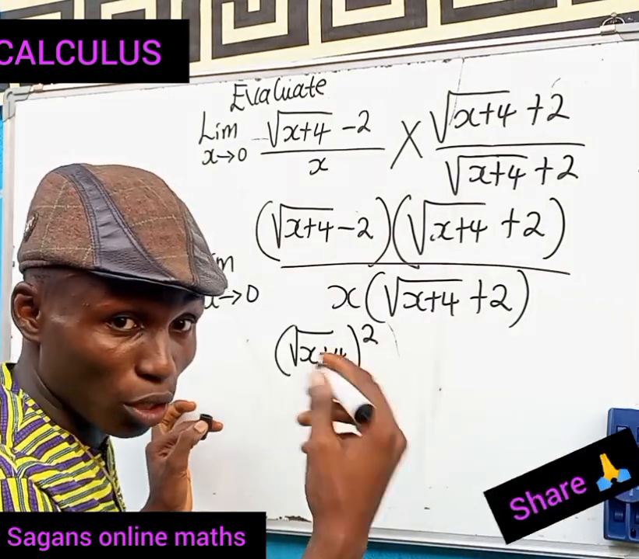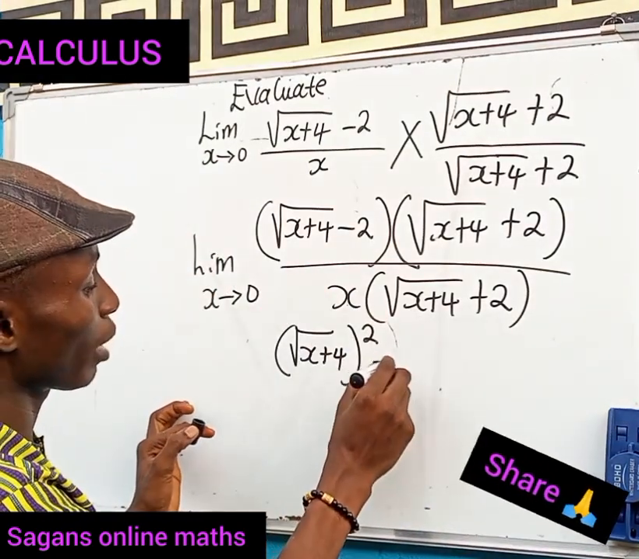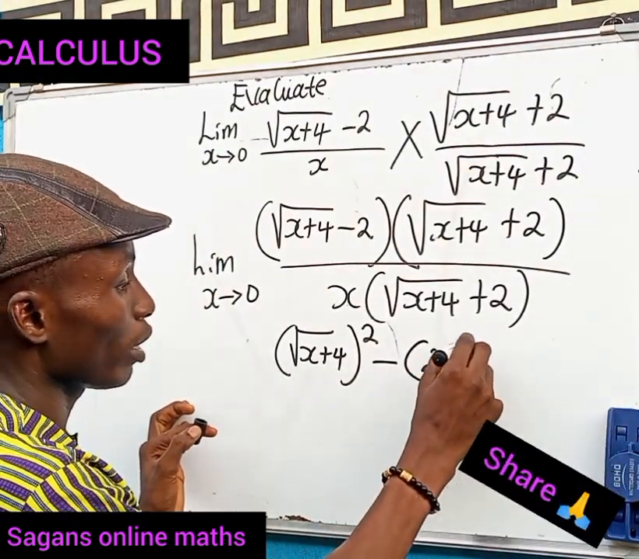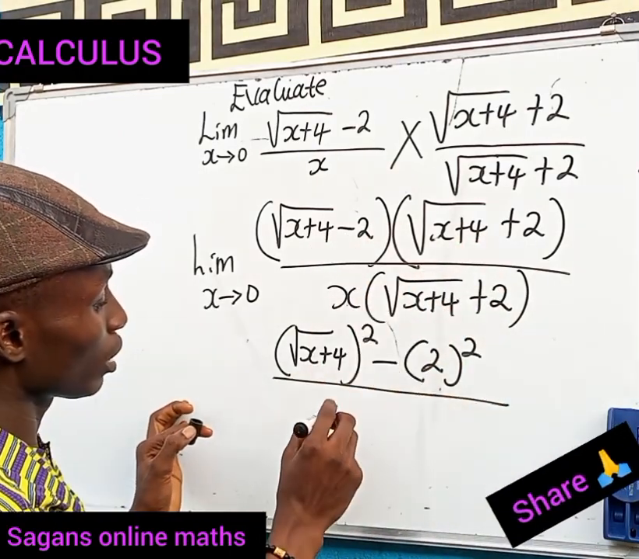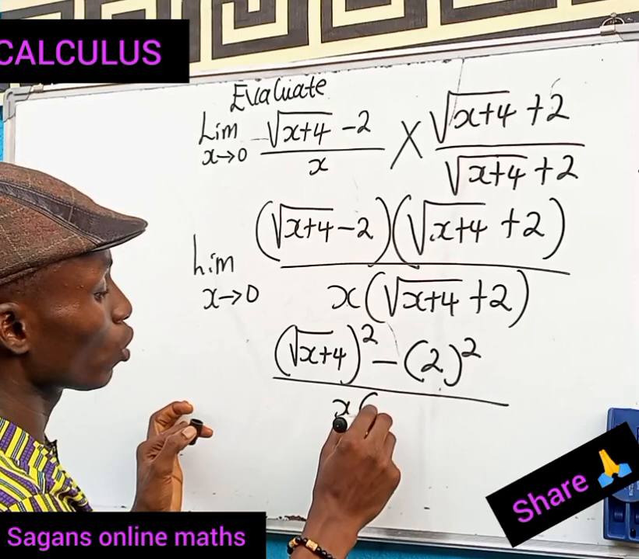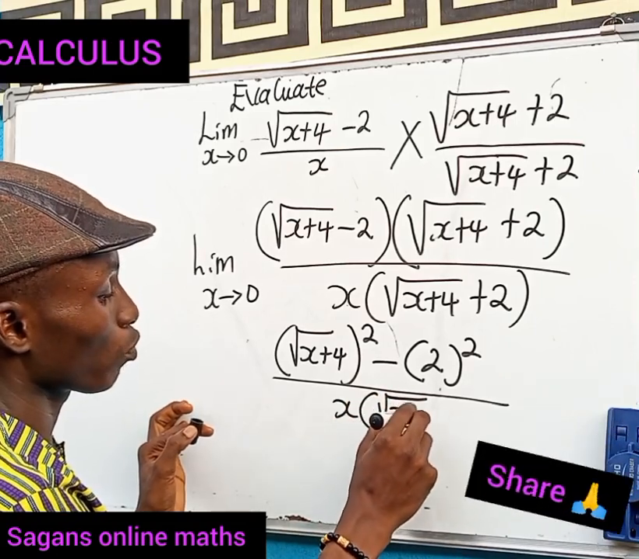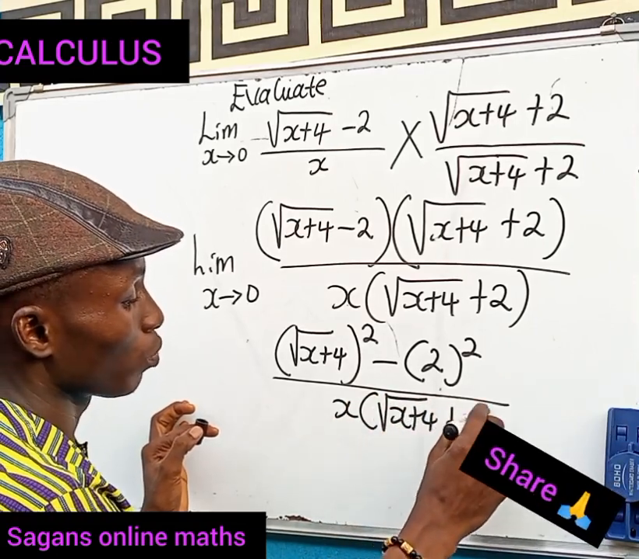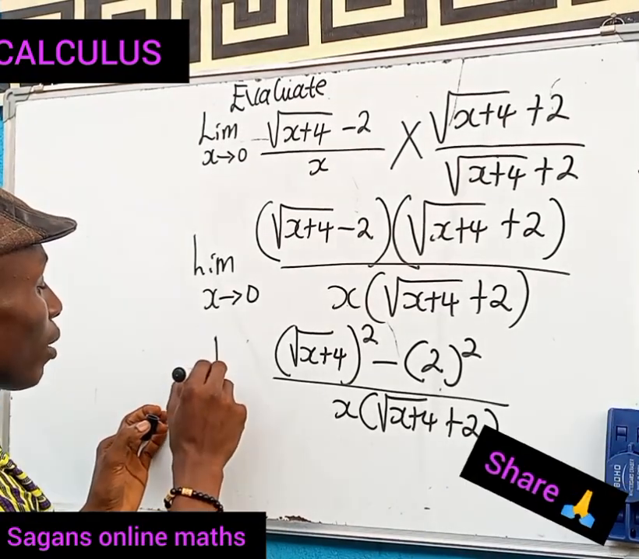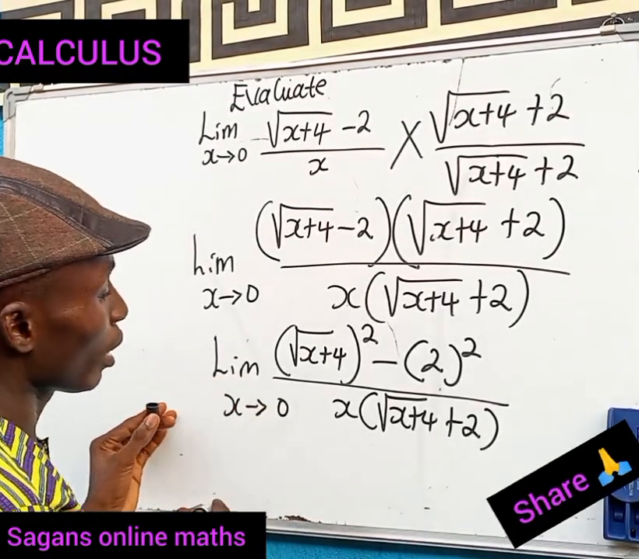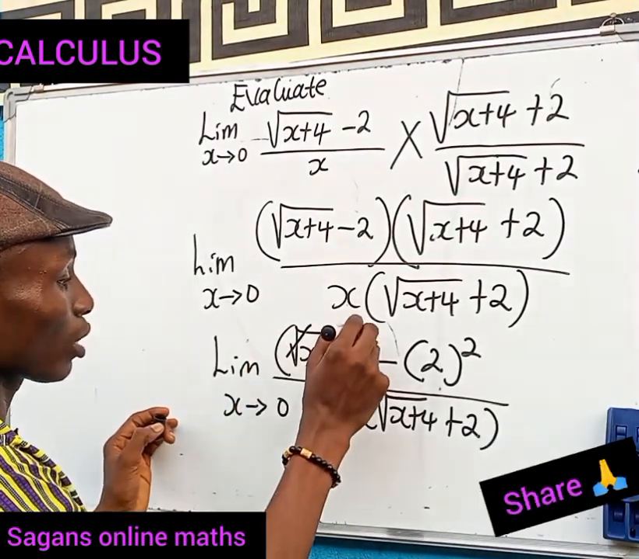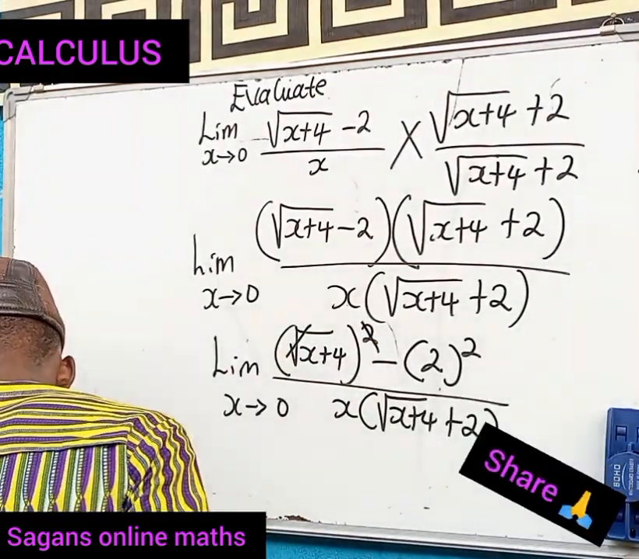If you know the difference of two squares, you can understand. So here we have minus into 2. We square them because they are the difference of two squares, divided by x, then into the square root of x plus 4 plus our 2. You can see, and our limit s tends to 0. Now you can see that the square root will cancel out the square. You can see from there.